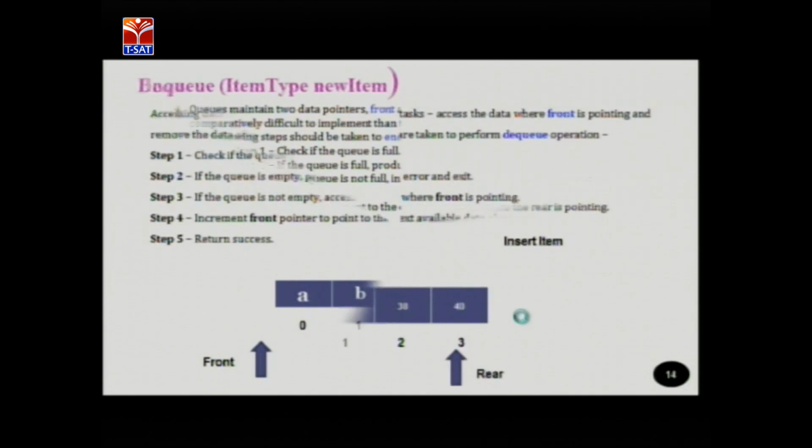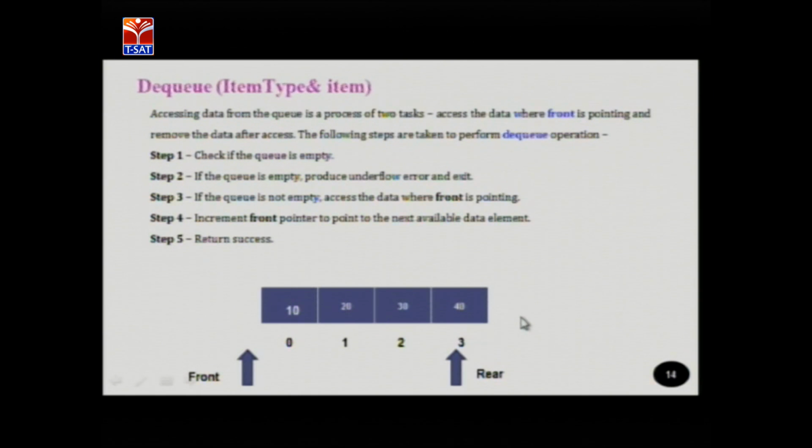In the next slide we are going to discuss how we can delete elements from the queue. Before deleting elements from the queue, we need to check the is empty condition, because it checks whether the queue is empty or not. If the queue is empty, we can't delete an element from the queue. If the queue is not empty, we are able to delete elements from the queue.